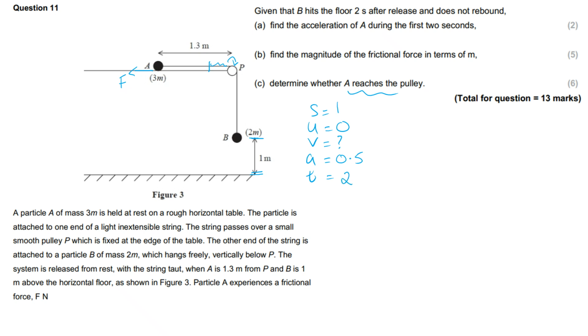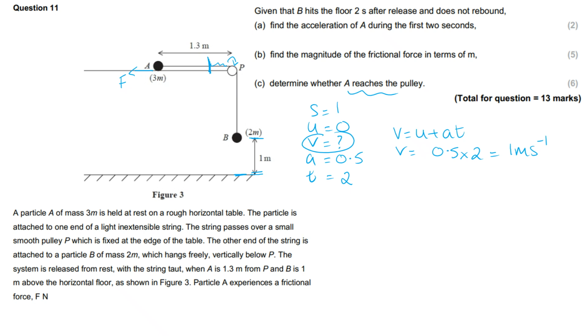So we've got a choice of SUVATs. I'll use v is equal to u plus at. So v is equal to 0.5 times 2, which is going to be 1 meter per second. So that's the final velocity when B hits the floor and the string goes slack. Well, that will be the initial velocity in this situation when A has travelled 1 metre.